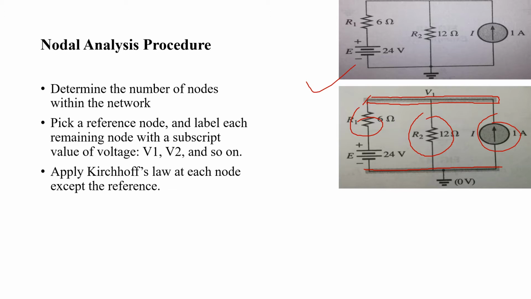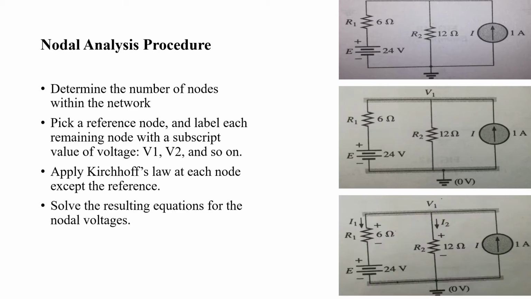In the third step, apply Kirchhoff's law to each node. In our case we have only one node, so we apply Kirchhoff's law to that node only. Do not apply Kirchhoff's law to the reference node. You have to apply it only to the other nodes except the reference node. After applying the law, from that node you will get an equation.